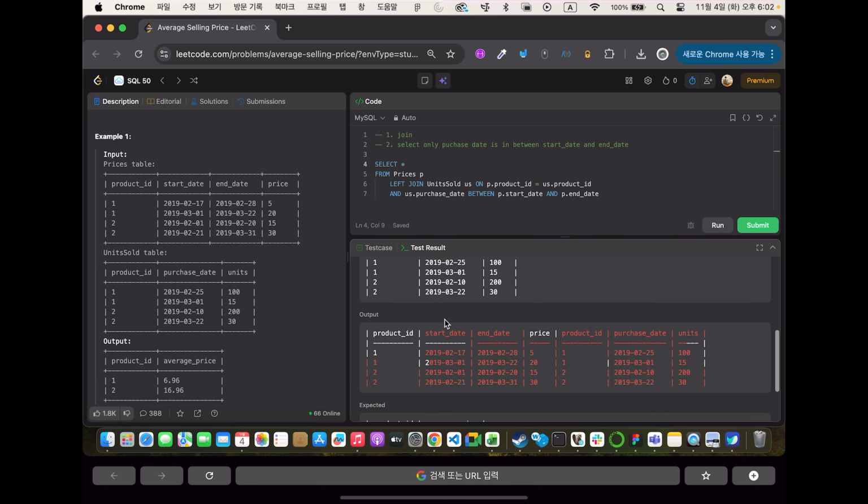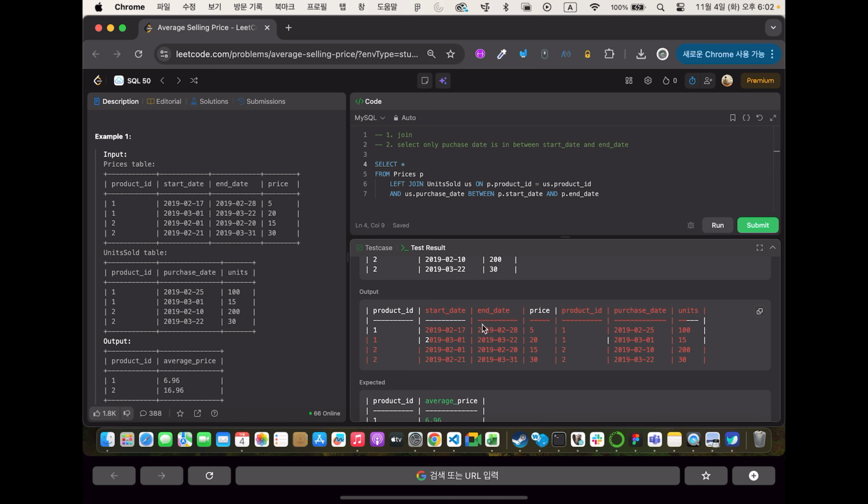Let's see case one. As you can see, there is product ID, start date and end date, and it connected to the product ID using the key, like 1 and 1. And as you can see, it also connected the purchase date. For example, 2019 February 25 is in between February 17 and February 28, so it automatically connected to this row.